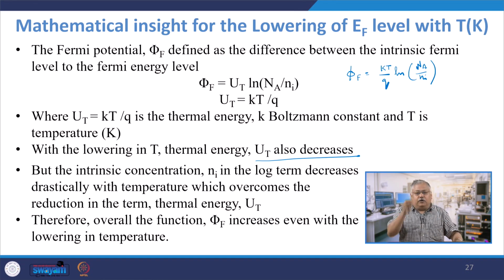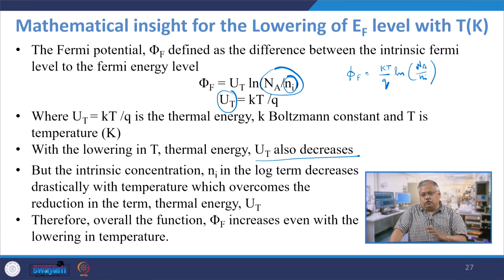So, you see, if you lower your temperature, ut goes on reducing, but your Ni also reduces, which means this quantity goes on increasing. So there are two opposing forces acting on phi f. One is ut, which is a linear dependency on T, and therefore, as the temperature starts to go down, UT value starts to go down, and therefore phi f linearly has to go down with temperature. It's a known fact, right? And nothing to worry about in that case.